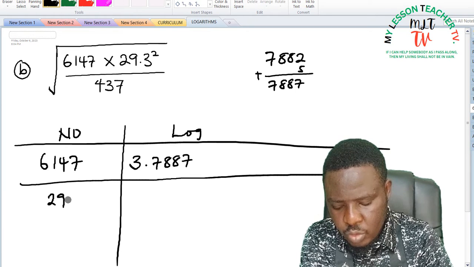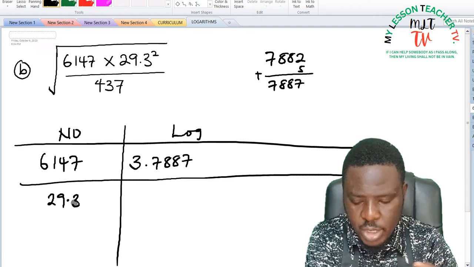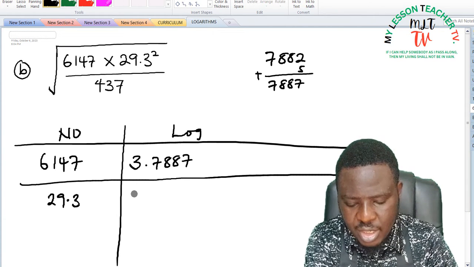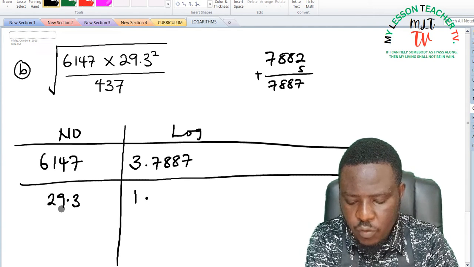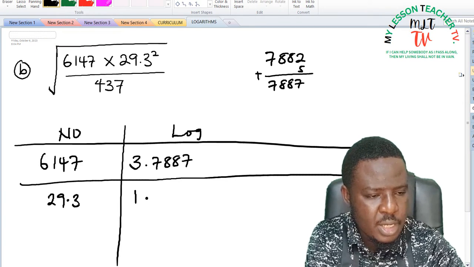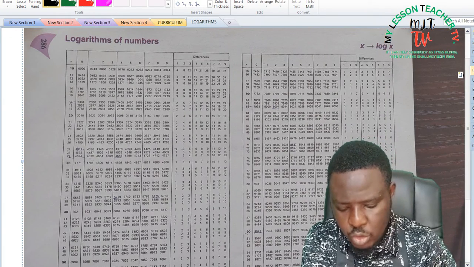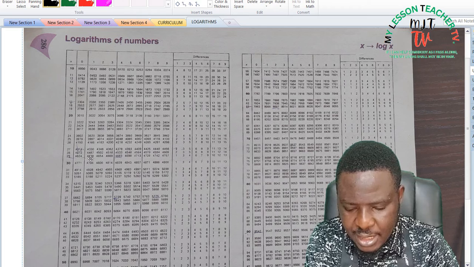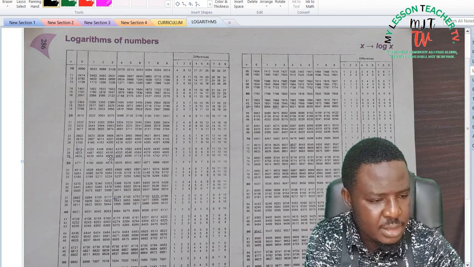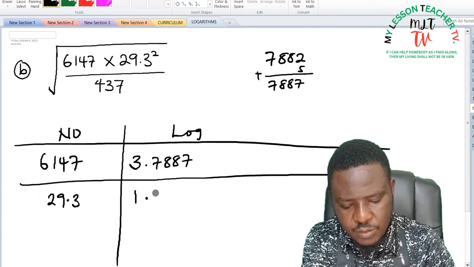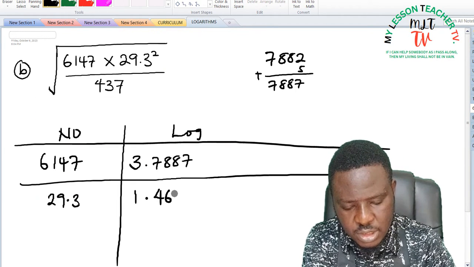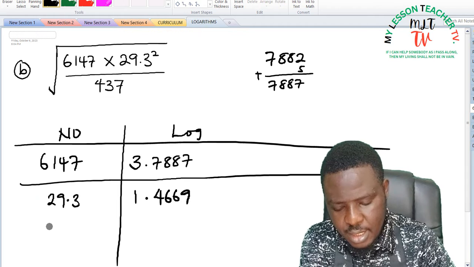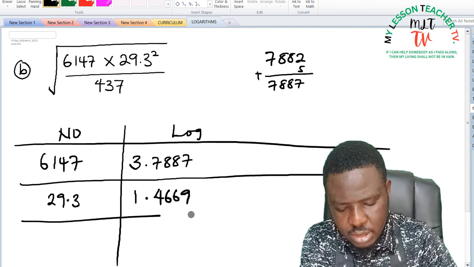I'll do the same to 29.3. We'll take it one at a time, after which we'll then square it. 29.3, the characteristic is 1 point. We'll then look for 29 under 3. Go into your logarithm table. 29 under 3 is said to be 4669. This gives me 4669.